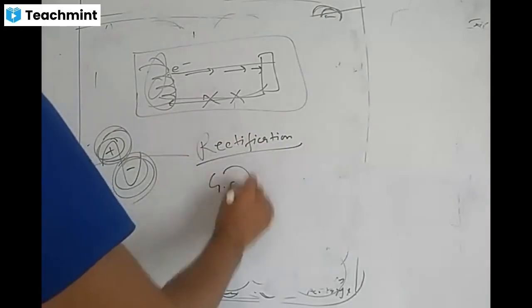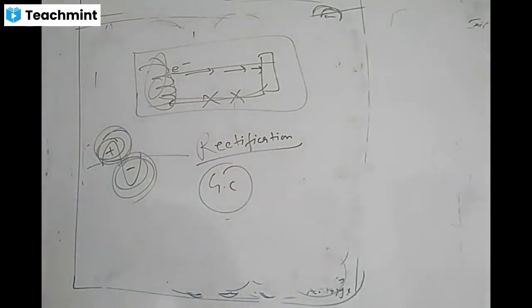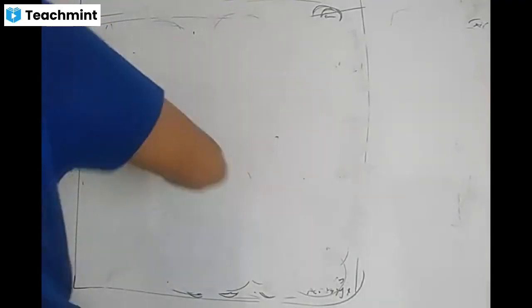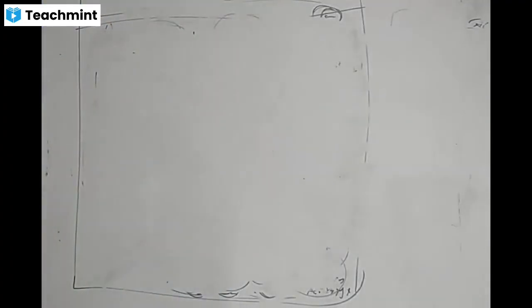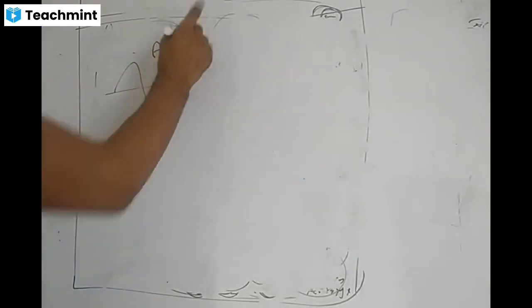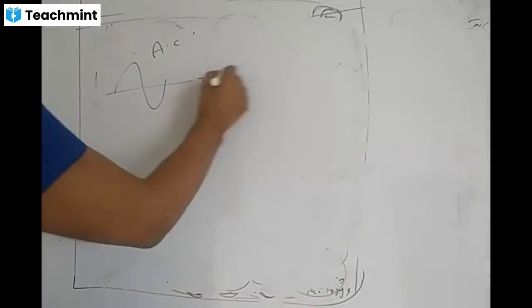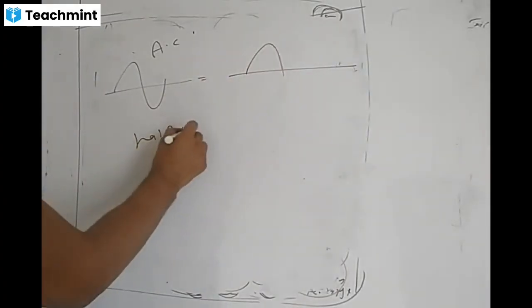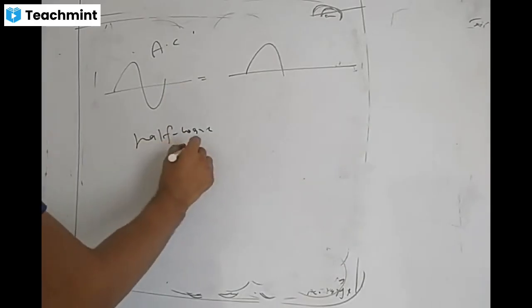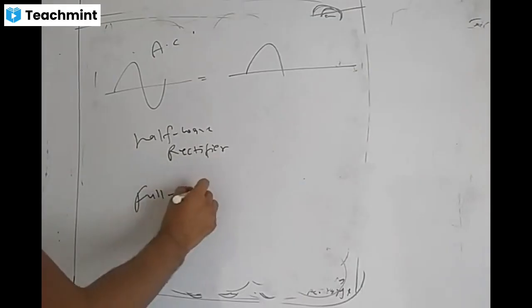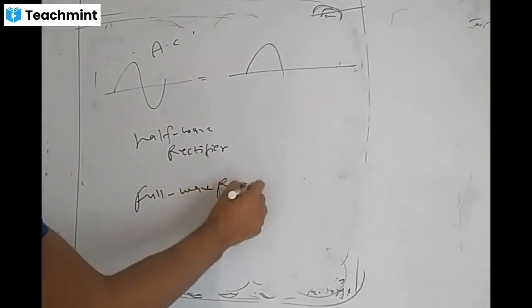We have something called generators. Inside the generator, we have rectifiers. This is our alternating current. We have two options. One is the half wave rectifier. Another is the full wave rectifier.